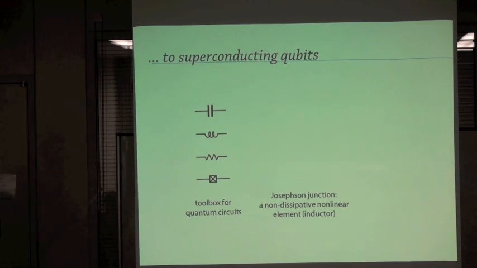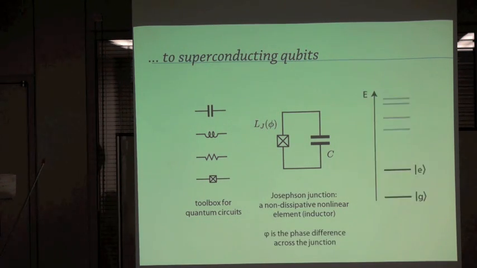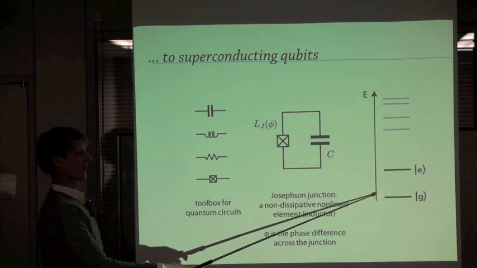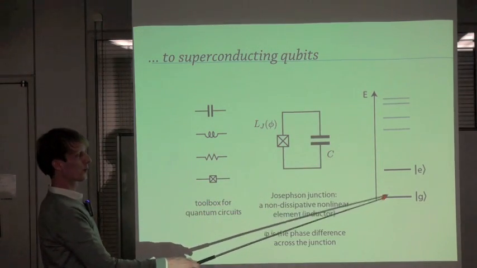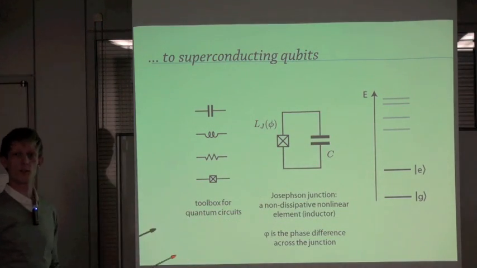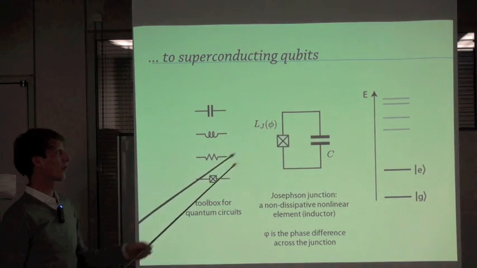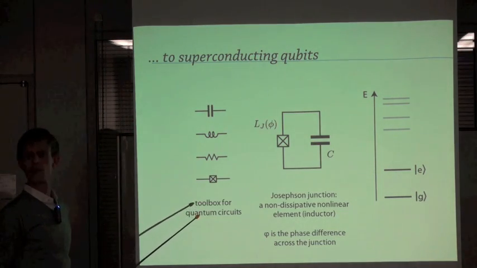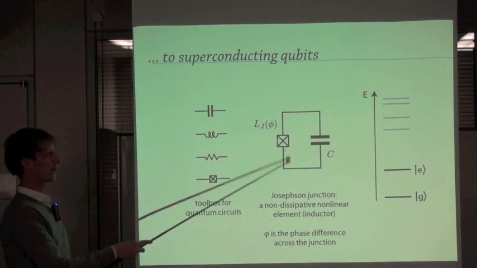It's an inductor, but it has a special property that it's nonlinear. So when we take our LC circuit and replace the inductance by such a Josephson junction, the energy level spectrum will change. It'll look like this. We have the ground state and the excited state, which are set apart from the higher states. And we'll use those two bottommost states as the logical states of our qubit. Now this Josephson junction, its inductance depends on phi, which is the phase difference of the condensate wave functions of the Cooper pairs on either side of the junction.